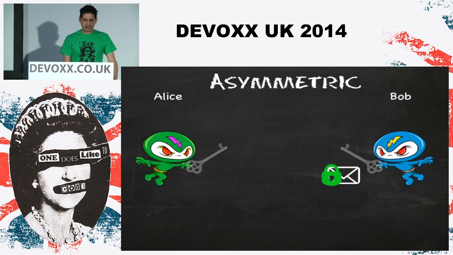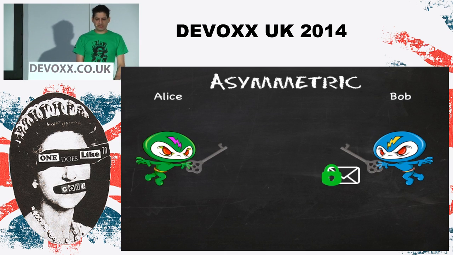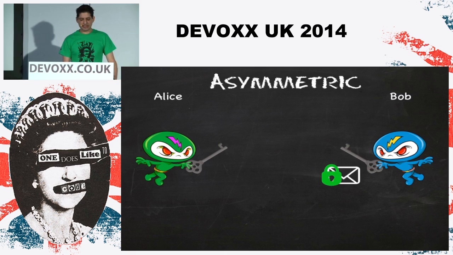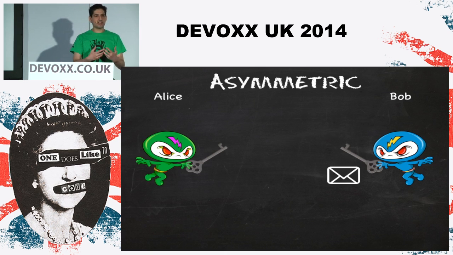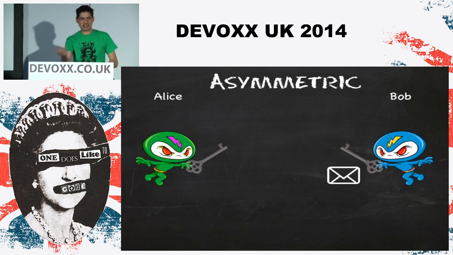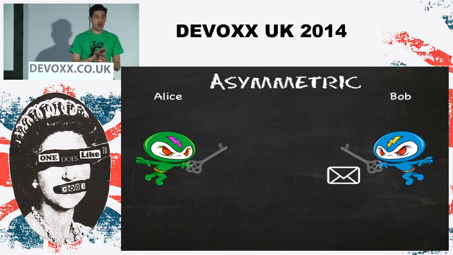Bob can't unlock it because he doesn't have the key for Alice's green lock. So instead he puts his own blue lock on the letter and sends it back. Alice then unlocks her green lock and sends it back to Bob, who unlocks it and reads the message. So at no point did you have to share any information with anyone else. You just encrypted the message, sent it, they did something to it, sent it back, you unlocked it, sent it to them, they unlocked it, done. No information needed to be shared.